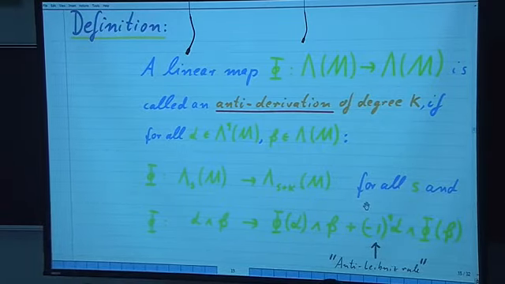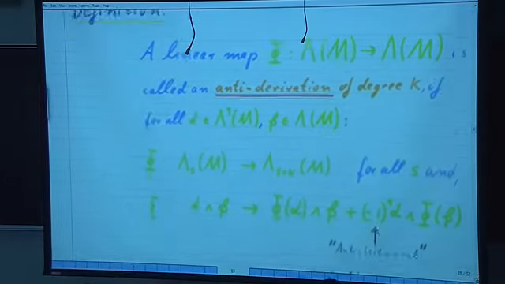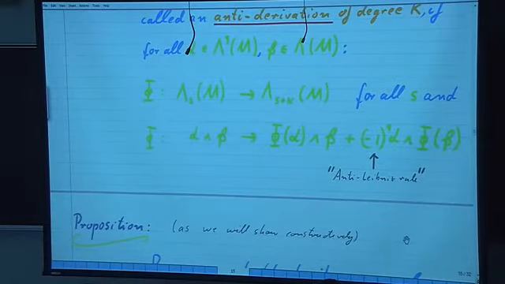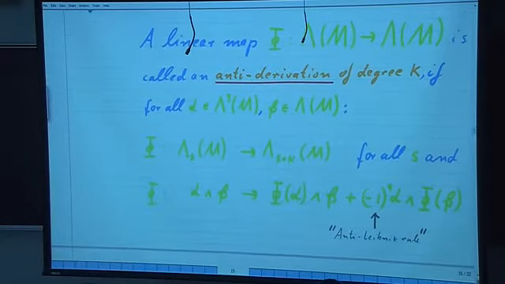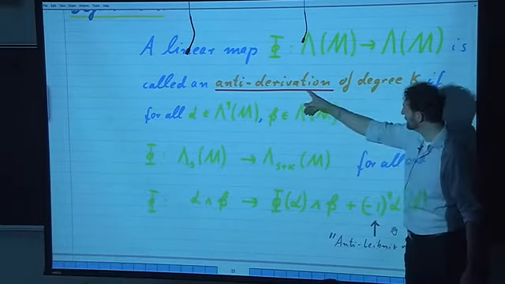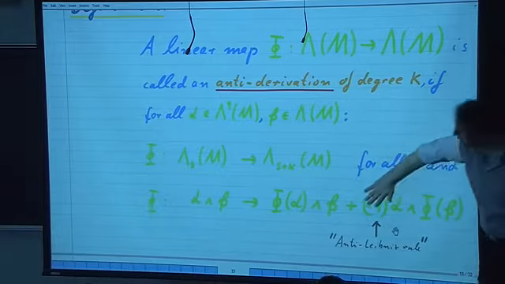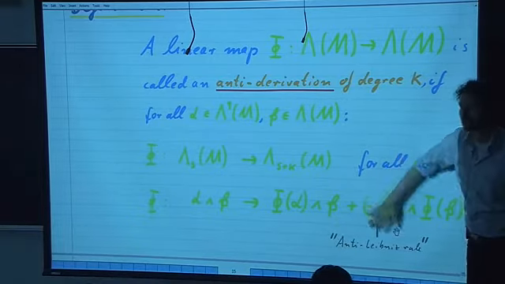And it turns out that this complication is very useful. It will come up. So the key thing is, this k determines the degree of the derivation, and whether it's an anti-derivation or not depends on whether or not this sign factor is present.